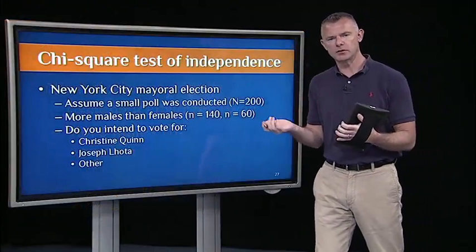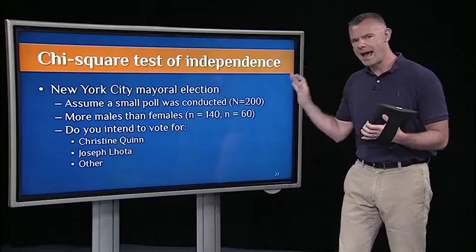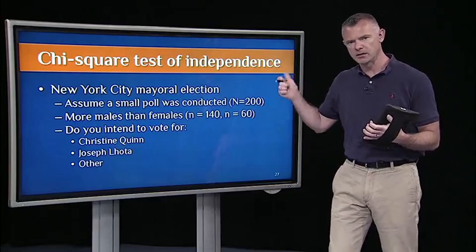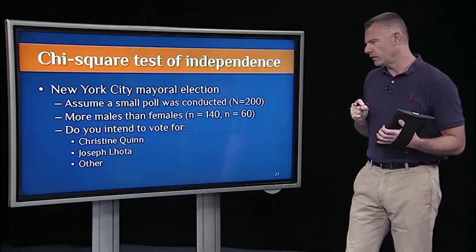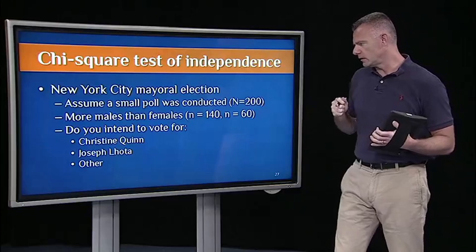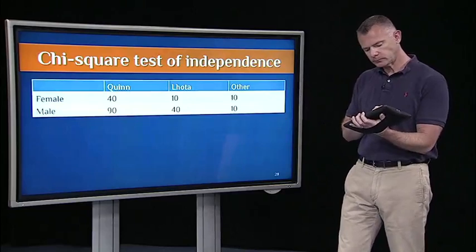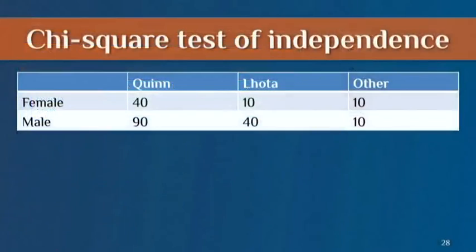I did this on purpose just so we can see a little bit more about how this test of independence works and make you think about the contingency table. Again, we're just going to look at whether the likely voter is intending to vote for Quinn, Loda, or some other candidate. Let's assume these are the results that we observed.